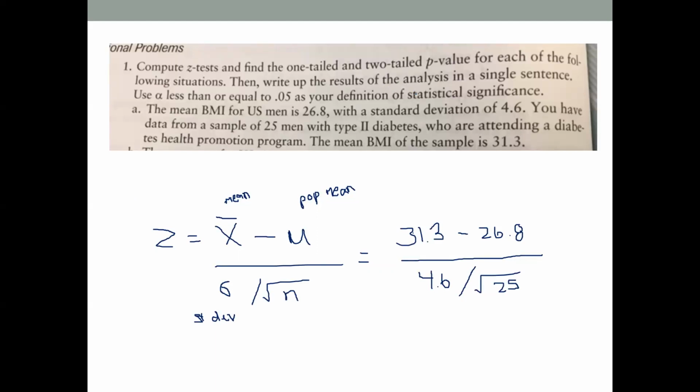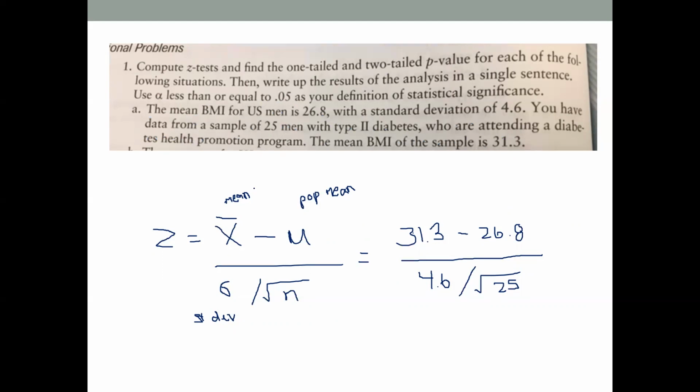So I wanted to show you a quick example here that's from your homework to give you a little bit of a start. You're going to compute a z-test and find the one-tailed and two-tailed p-value for each of the following situations. You're going to write up your results in a single sentence. You're going to use an alpha level less than or equal to 0.05. So in this first example, the mean BMI for US men is 26.8, with a standard deviation of 4.6. You have data from a sample of 25 men who are attending a diabetes health promotion program, and the mean BMI of the sample is 31.3.